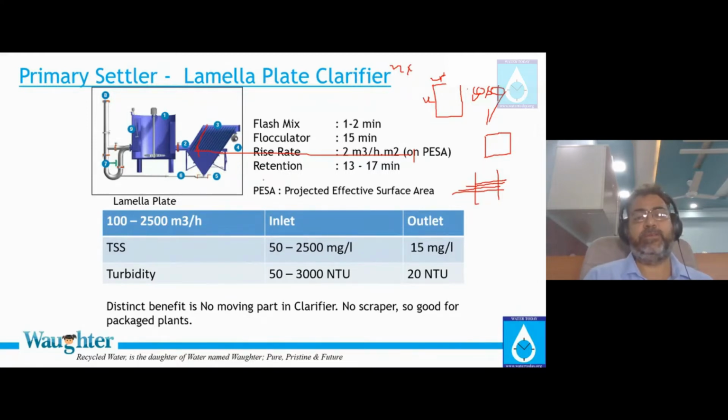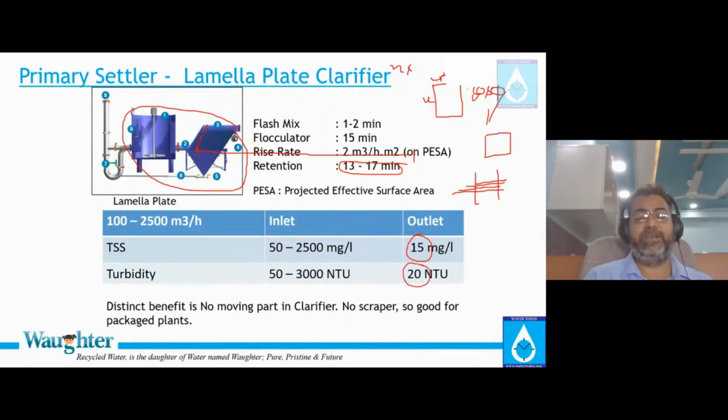So you can go at high speed, still maintain the surface area, and therefore retention time comes to 13 to 70 minutes. So what happens to the economics? These kinds of designs are the best designs because they are able to save you not only capital money, but also space. But what is the disadvantage of this? I'll just cover it in 2 minutes. So you can typically go for good TSS, and you can go for good turbidity also.